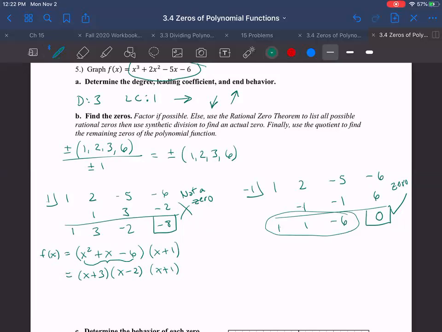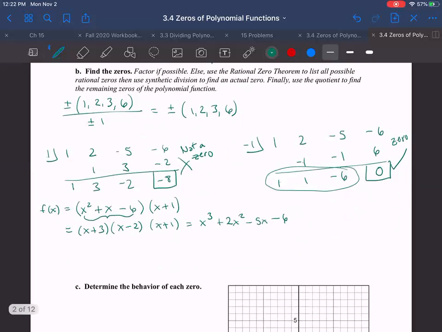So this is our original function. This equals our original function that was the x cubed plus 2x squared minus 5x minus 6. Those two things equal each other. It's just now we have it in the fully factored form. All right, so we know what our zeros are. Our zeros are going to be -3, 2, and -1. Those are our zeros right there.